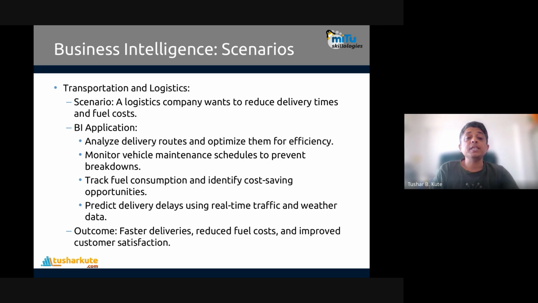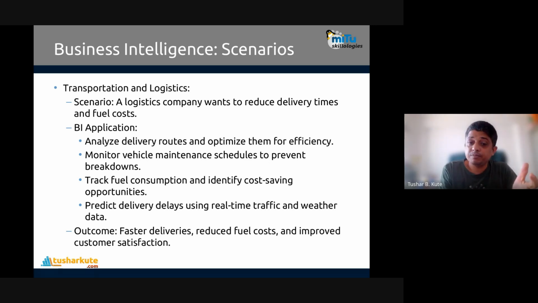Then predict delivery delays using real-time traffic and weather data. This is exactly what machine learning algorithms can do. Accordingly, they can find the probability of rain on that occasion. Predictions are possible. So what is the outcome here?